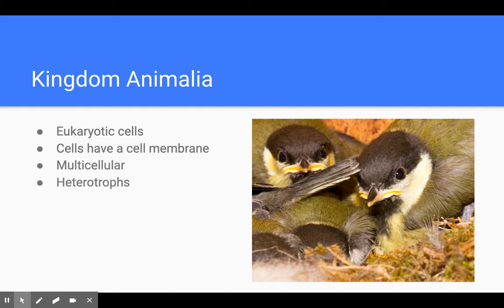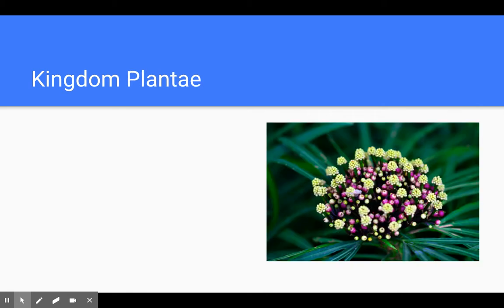Our cells, bird cells, sponge cells, insect cells, worm cells are all eukaryotic. All of our cells have cell membranes. We are multicellular organisms, meaning that we are made of many, many cells, and we are heterotrophs. Kingdom Animalia are heterotrophs.